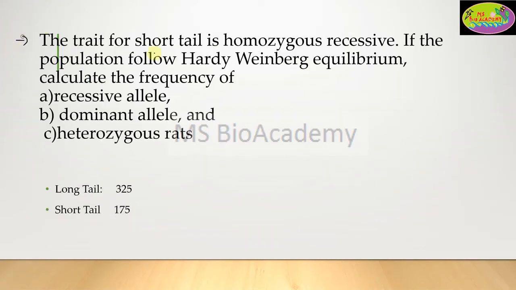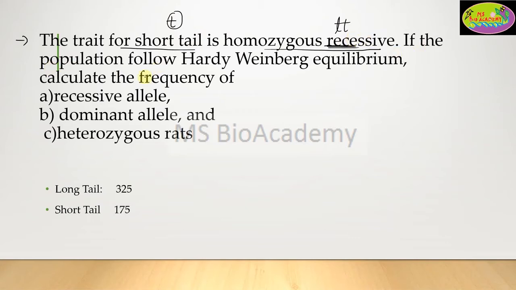Now the next problem says that the trait for the short tail is homozygous recessive. Here they have mentioned the trait. In the earlier question they haven't mentioned any trait, that's why we have taken capital A and small a just as an assumption. Now here, since they have mentioned the trait for the short tail, we can take t, small t, and it is homozygous recessive. Why have we taken a small t? Because they have mentioned that it is the homozygous recessive form. Recessive means small letter and homozygous means both are small t, small t.